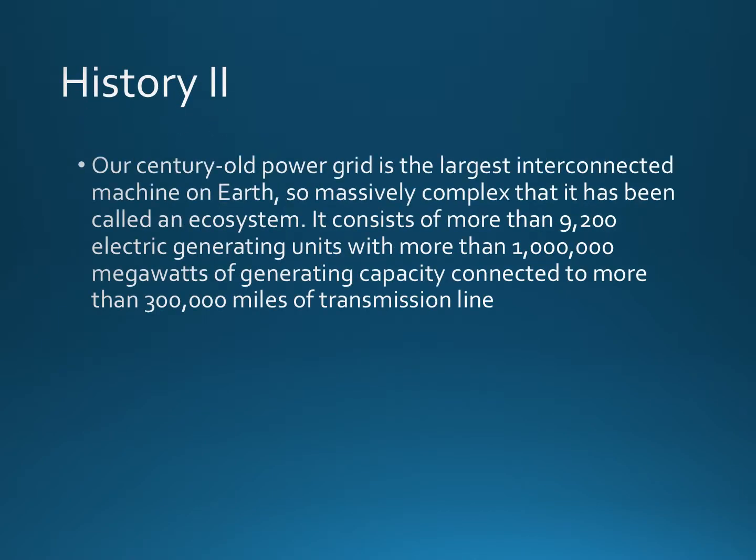A little bit of information on the history of our current infrastructure here in the United States. It's a century-old power grid. It's the largest interconnected machine on Earth. It is sometimes called a large ecosystem. That's how large it is. It consists of more than 9,200 electric generating units with more than 1 million megawatts of generating capacity connected to more than 300,000 miles of transmission lines.